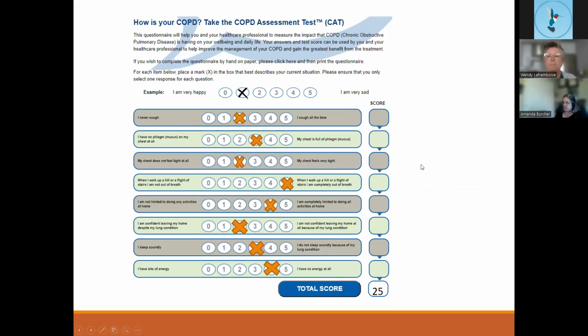So looking at Mrs. P, an example of how her CAT score could look would be something like this. She's rated phlegm as a moderate concern. A severe concern is getting up and down the stairs. She's quite limited in her activities at home. She's not too bad with her confidence leaving the home. She's sleeping not great, and her energy is low. So her CAT score is 25. Now we have something objective we can measure over time to see whether our interventions are working.